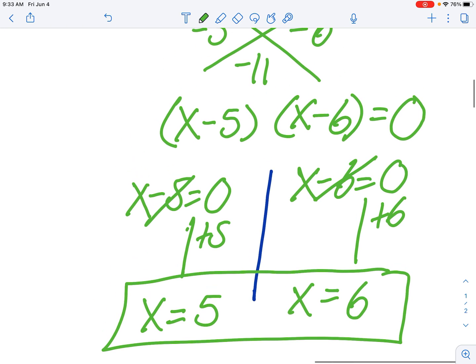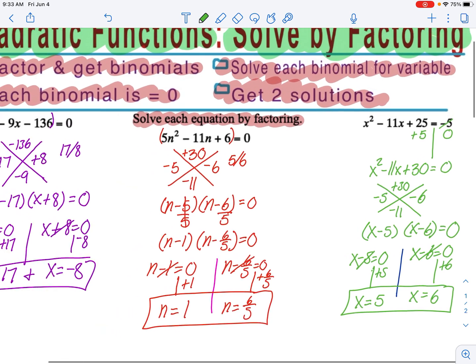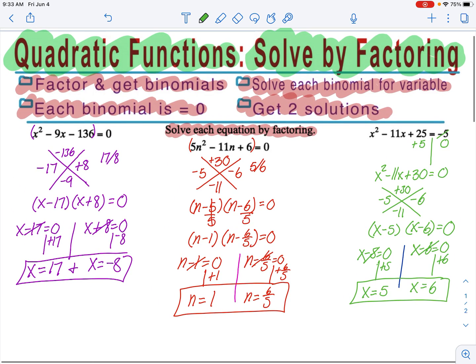And there you go. And that right there are the three examples you're going to see in the worksheet. Make sure that you copied everything down, in order for you to have understood this lesson.